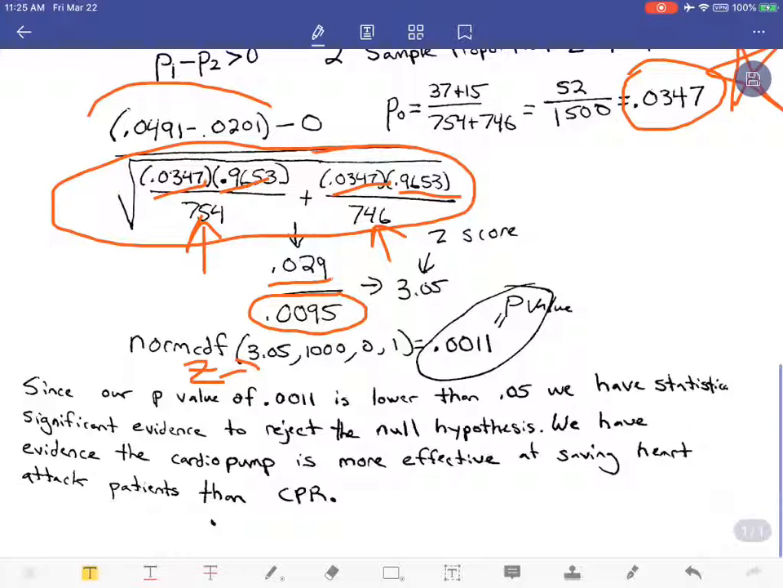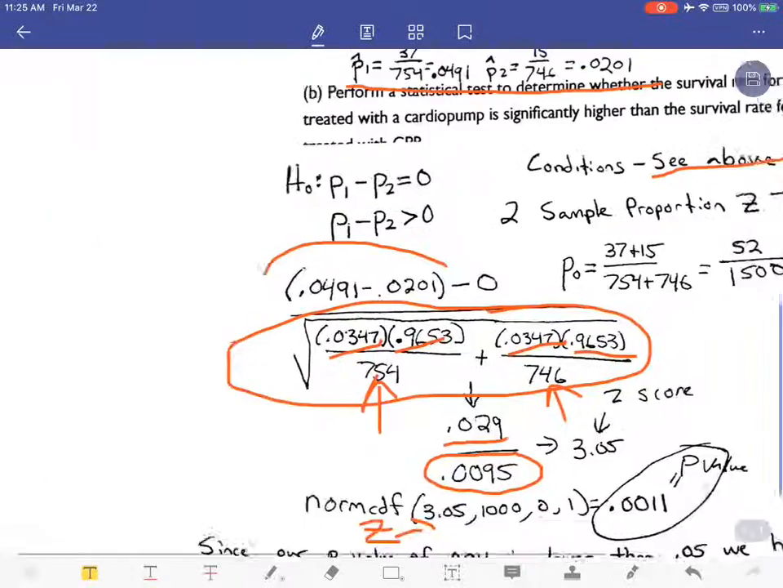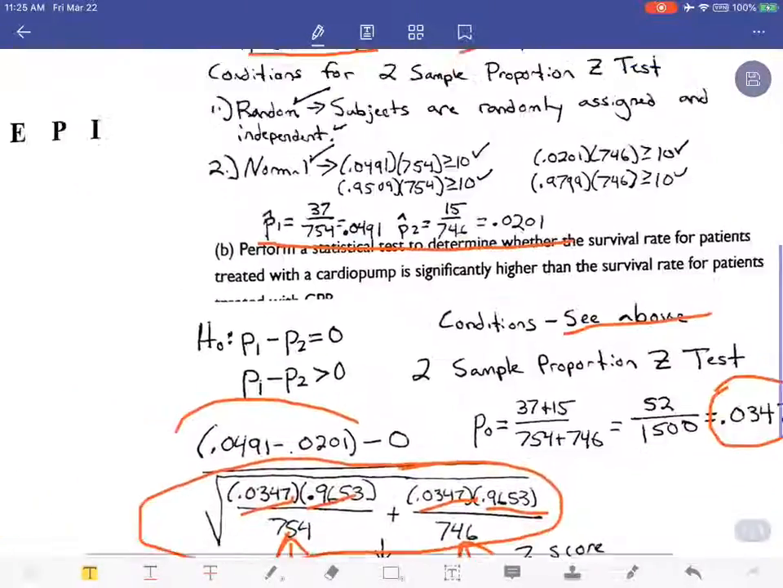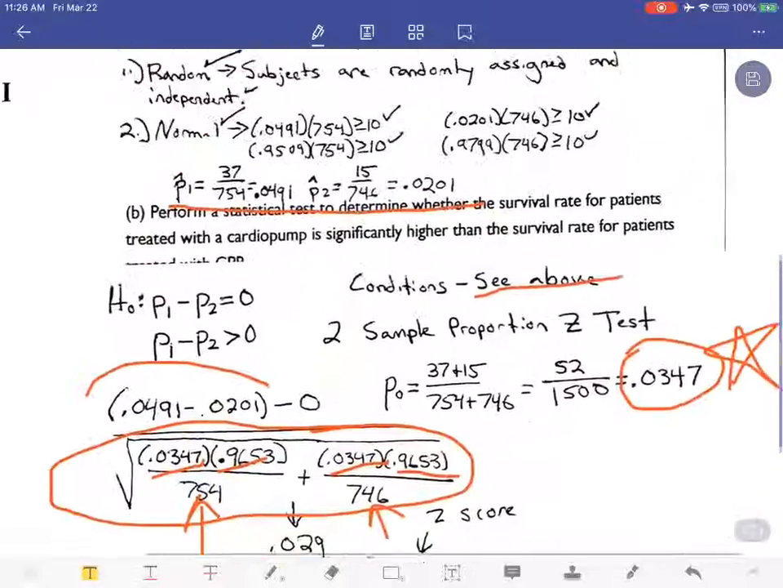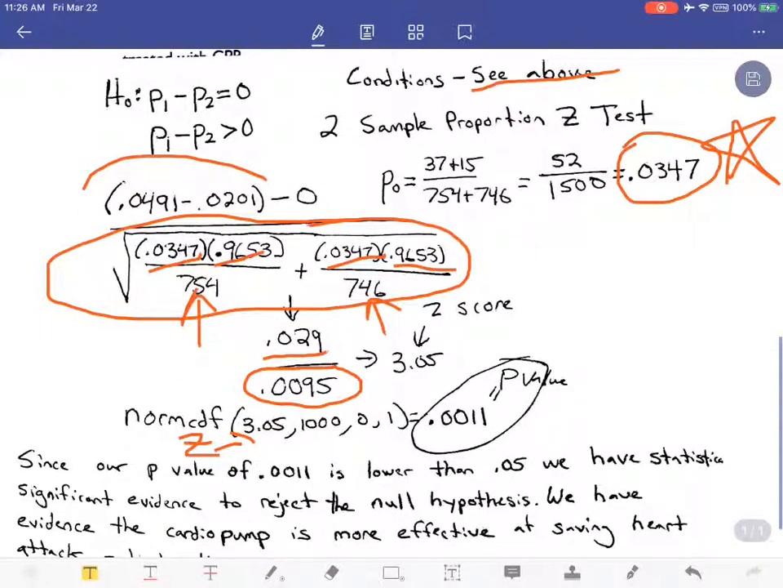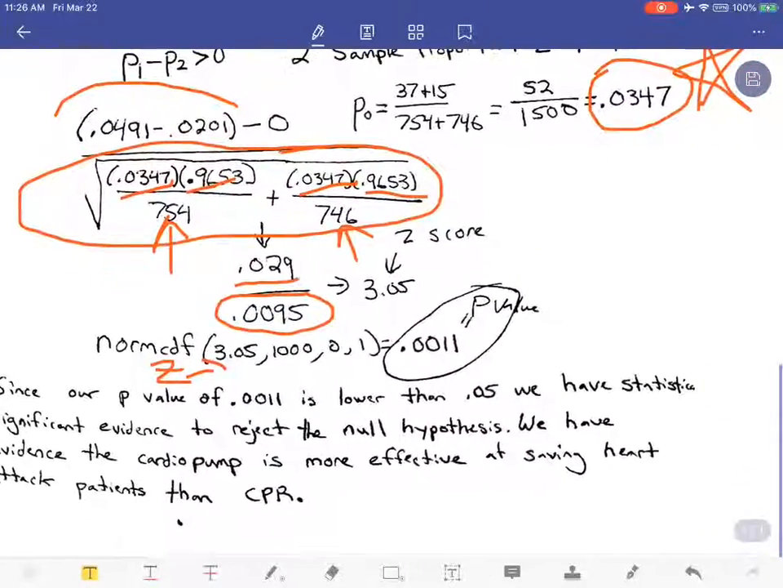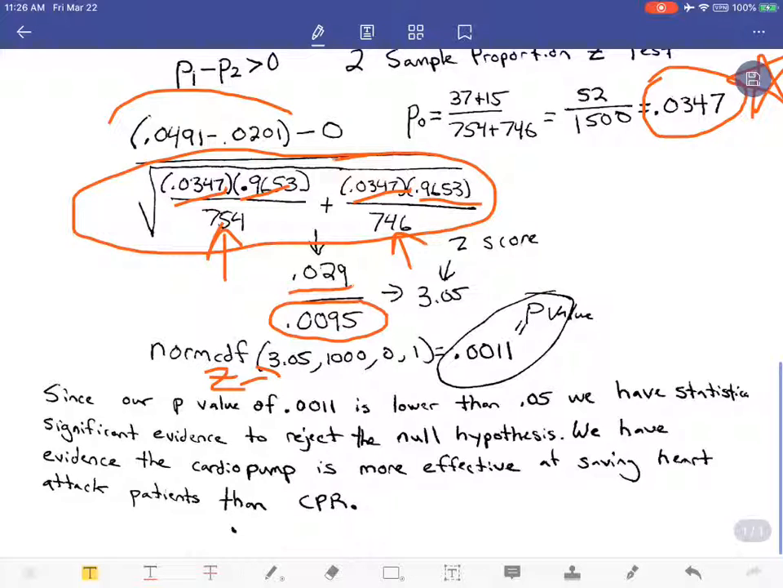Again, with your interpretation, that first sentence should include your p-value against your significance level, and that second sentence should include your interpretation in context with the problem. As far as scoring for this problem, it's pretty straightforward. You get credit for 4 different parts: your conditions, hypotheses, calculating your z-score and p-value, and then having a good interpretation. So make sure you're including all of those different parts.